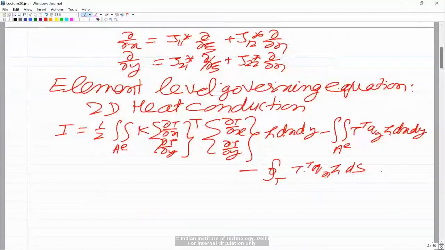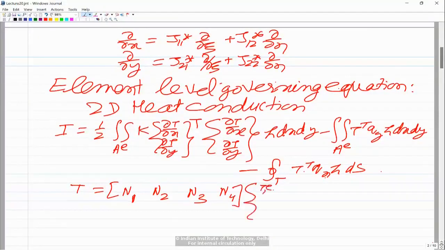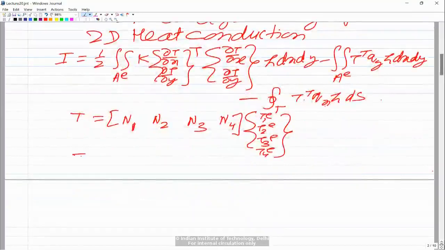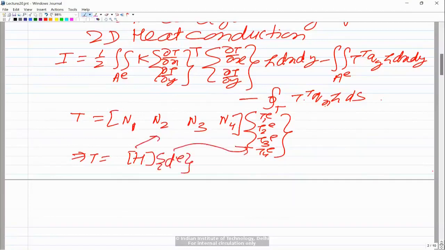Now in this case we have already discussed for the four noded isoparametric element, the temperature T is written in terms of the shape functions. So the four shape functions we have already defined, N1, N2, N3 and N4, into the temperature values which are at the nodes, T1, T2, T3 and T4e. These are the values of temperature at the node points. So now as usual we call this T equal to H, the interpolation matrix, into the vector of elemental degrees of freedom. So this is H and this is D.